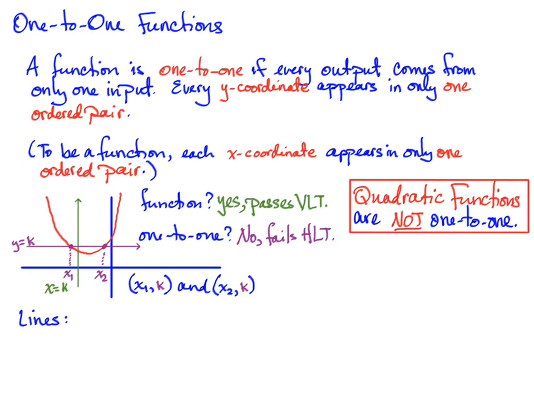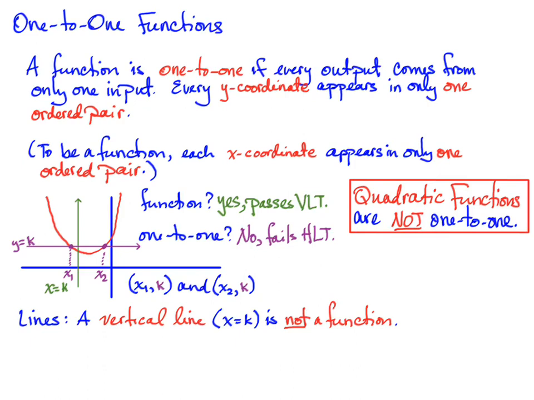So first of all, a vertical line. Say it has equation x equals k. Well, that means that every point on that vertical line has the same x-coordinate. All different y-coordinates but the same x-coordinate. So that is not a function. Obviously, that fails the vertical line test. It is a vertical line that intersects itself more than once. So a vertical line isn't even a function.